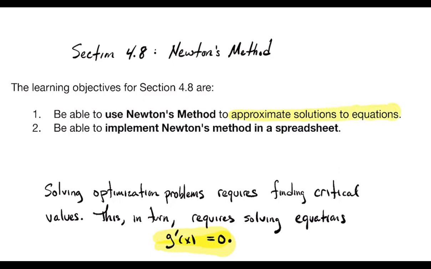So it's coming up in this chapter because sometimes you're going to be looking for some critical values and the equation that you're trying to solve won't lend itself to algebraic methods. So Newton's method is something you can do to approximate those solutions. Okay, so let's get going.